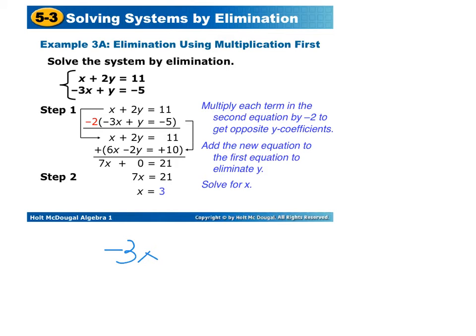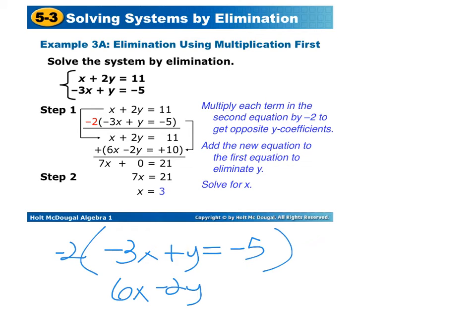So what I'm going to do is I'm going to take that second equation, the -3x, I'll write it over here, -3x plus y equals -5. I'm going to multiply the entire equation by -2. So -2 times -3 gives me 6x. -2 times positive 1y gives me -2y. -2 times -5 gives me 10. I'm now going to take that equation and I'm going to add it to this one.